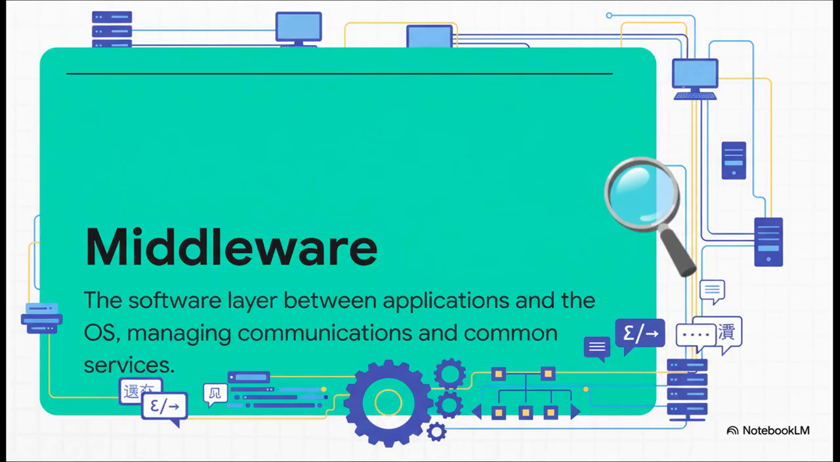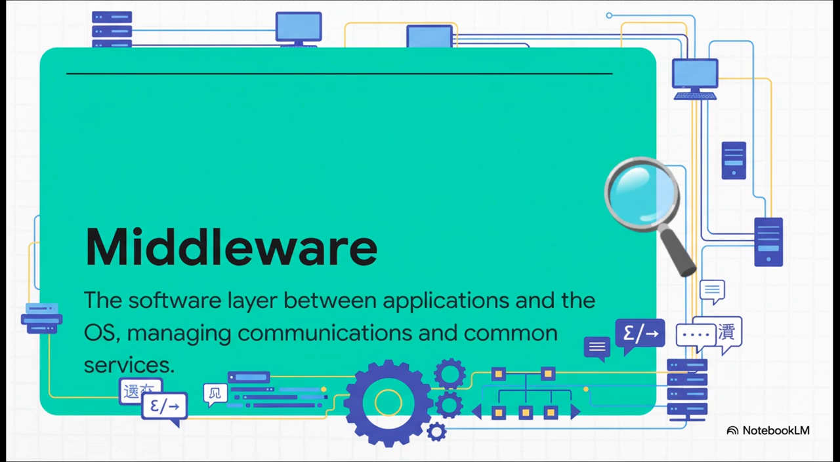Okay, so here's a big question. How do all these different parts, which might be written in totally different programming languages, running on different computers, actually communicate? The magic ingredient here is something called middleware. You can think of it as the glue that holds everything together.